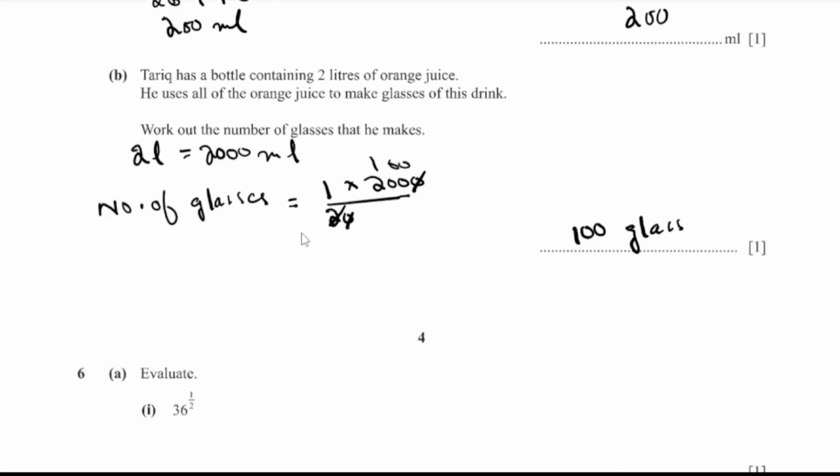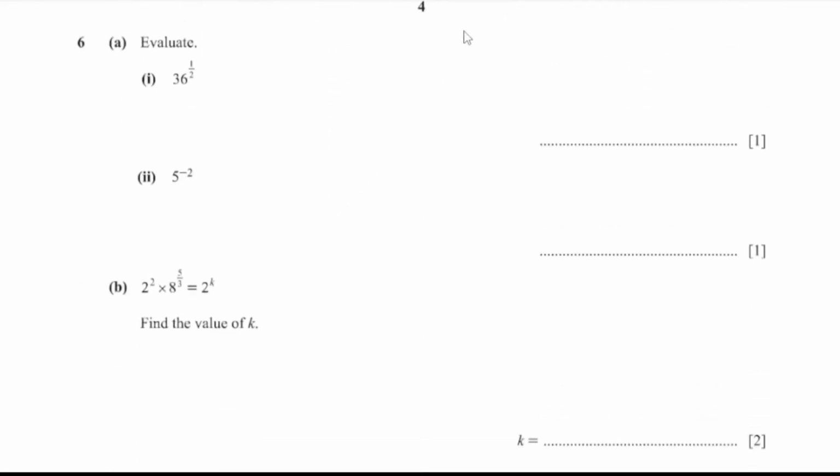Okay. Question number 6. Square root of 36. How can we solve this one? Square root of 36 is 36 to the power 1 upon 2, which is 6 squared to the power 1 upon 2. 2 will be cancelled out with the 2. You will get the answer 6.